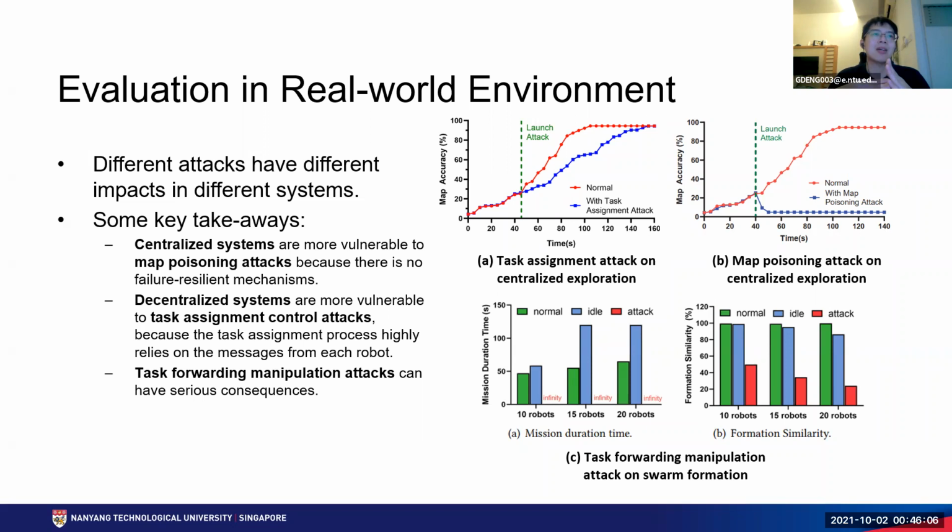Task forwarding manipulation attacks can have very serious consequences without any prevention mechanisms. You can see in this figure, for the task forwarding manipulation attack on swarm formation tasks, normally the robots can form the correct structure very quickly even with the presence of one idle robot. The workload can still be completed, but with the attack, with one adversary robot present, this workload cannot be successfully executed, and the formation similarity is very, very low.